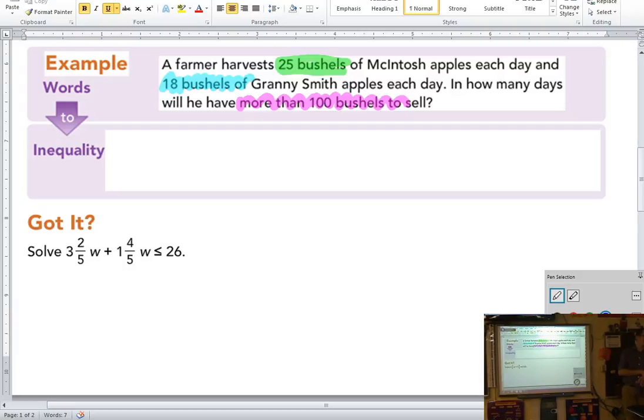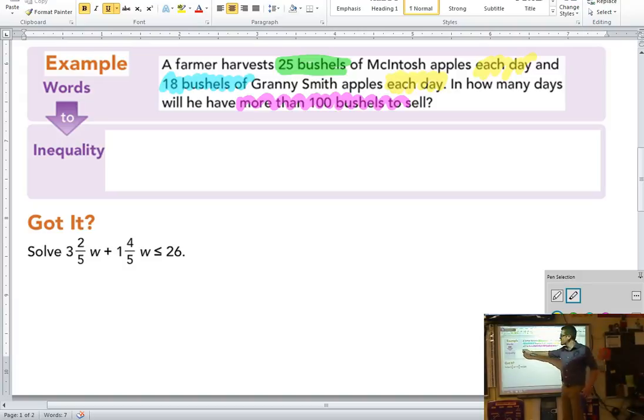All right, peeps. So we need more than 100, right? Whitney, what is going to help me get to more than 100 bushels? Like, what am I harvesting? 18 bushels of Granny Smith apples and 25 bushels of... Yeah. So, and each of those are each day. And do I care about what type of bushels they are? No, I just need 100 bushels. So, how many bushels of apples are we getting each day is really what we need to think about.